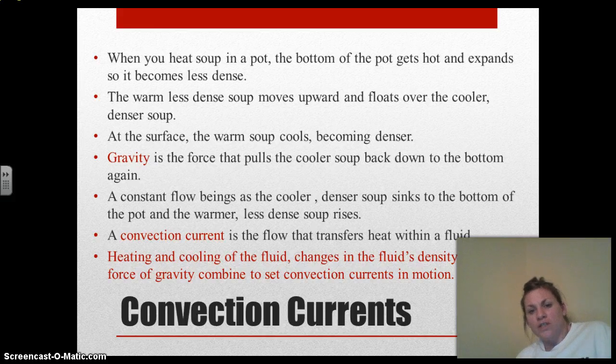The convection current is the flow that transfers heat within the fluid. It's transferring that heat. The heating and cooling of fluid, changes in the fluid's density, and the force of gravity combine to set convection currents in motion. This piece in red is important. The heating and cooling of the fluid, changes in the fluid's density and the force of gravity are what are going to put these convection currents into motion. You need to know that.